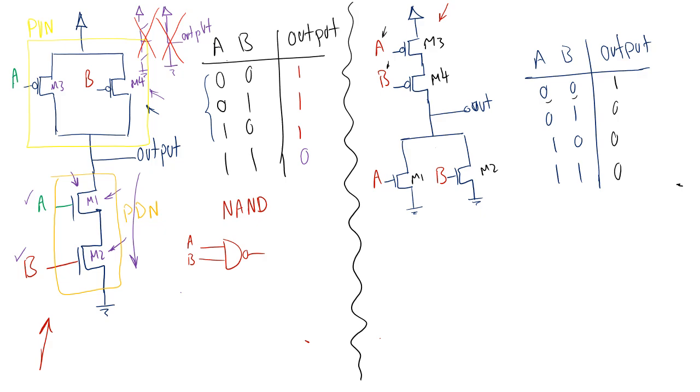meaning that the output is connected to ground, so my output is going to be 0. Looking at this, you can tell that this is a NOR gate, and the symbol that we had for it, just as a reminder, is this. This is A, this is B, and this is the output.